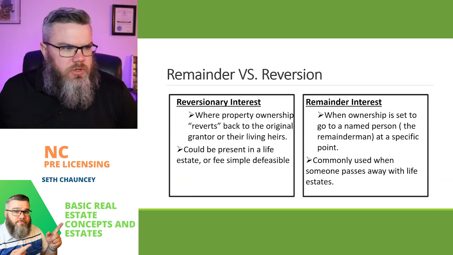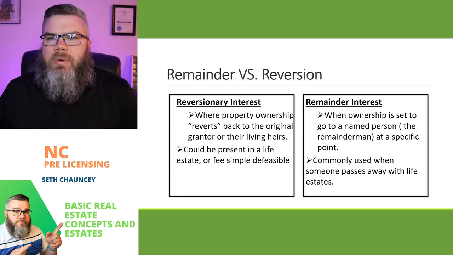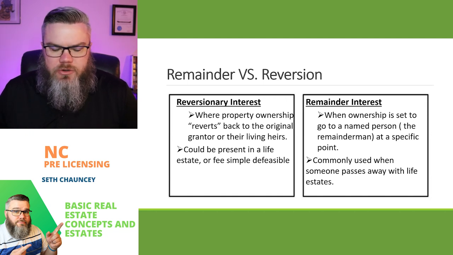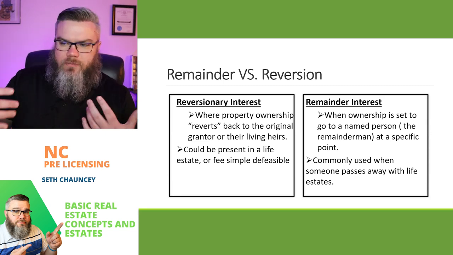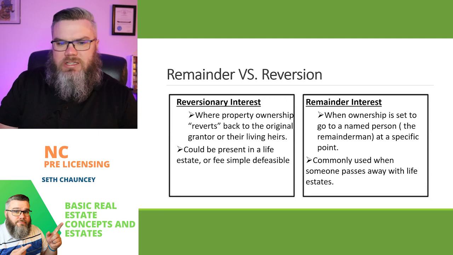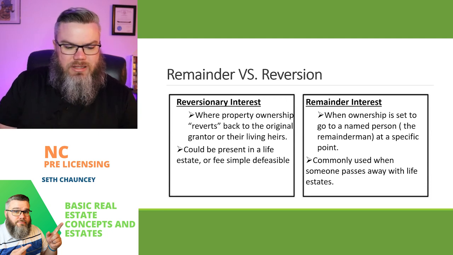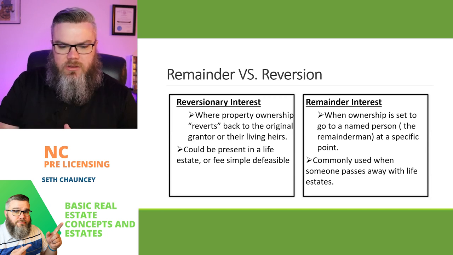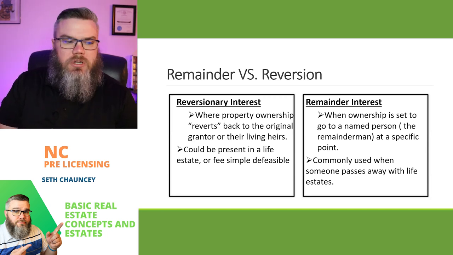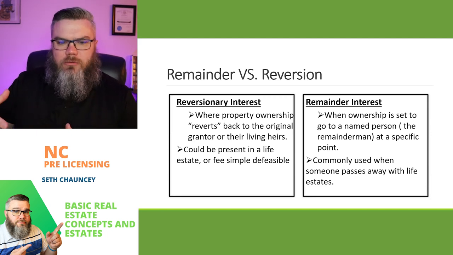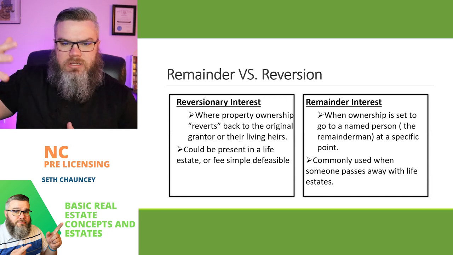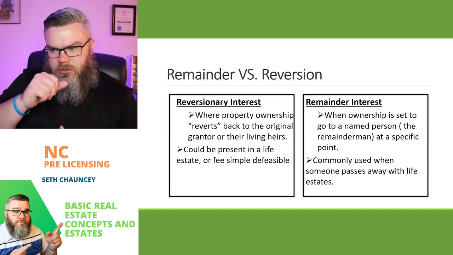You've earned it. So, we are talking about different estates. I've already introduced these words to you: reversion and remainder. Reversion is where ownership reverts back to the grantor or the grantor's heirs. It exists in a couple different types of estates, but the most common testable aspect of it is, of course, life estates, either having this reversionary interest or remainder interest. A remainder is where we name a third party for it to go to. When this ends, it will go to this person.